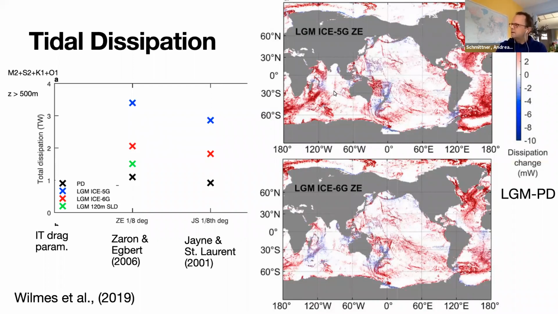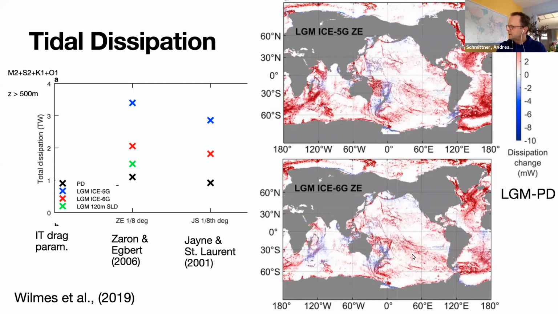And on the right-hand side are maps showing the changes in tidal energy dissipation. Those are both for the Zhang and Egbert parameterization, but the upper one is the ICE-5G bathymetry reconstruction, and the lower one the ICE-6G. And what you can see in both is that the increase in the tidal energy dissipation is largest in the Atlantic, here along the Mid-Atlantic Ridge, in the North Atlantic, also in the South Atlantic, and not so much in the Pacific. There's a little bit in the Indian Ocean in the ICE-5G, but not so much in the ICE-6G.